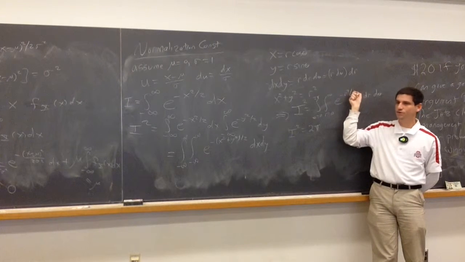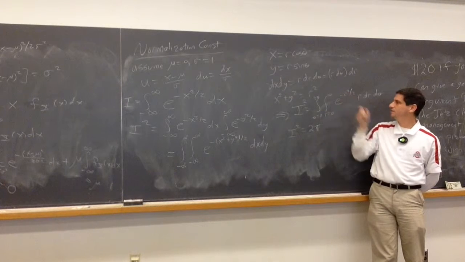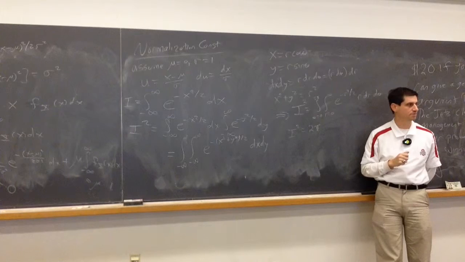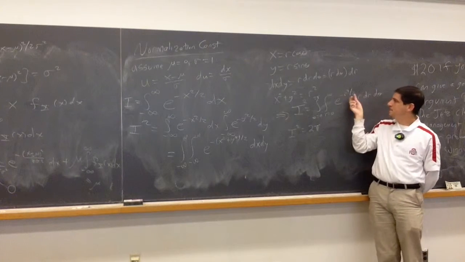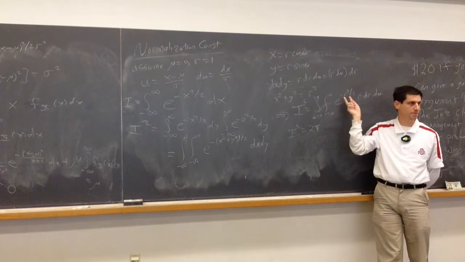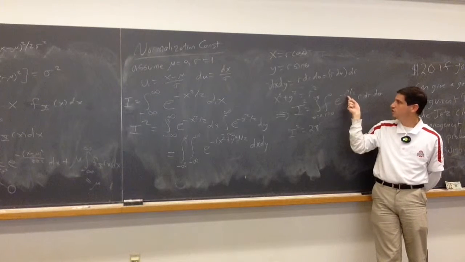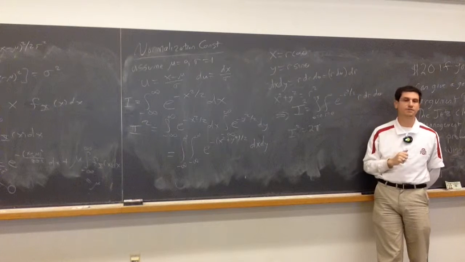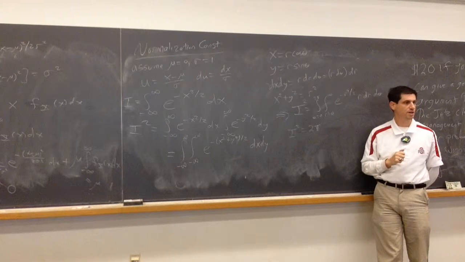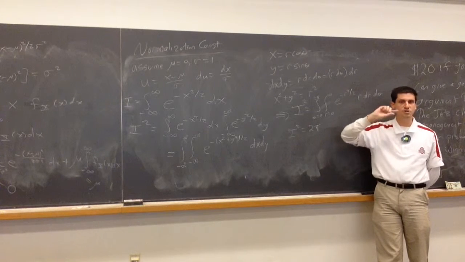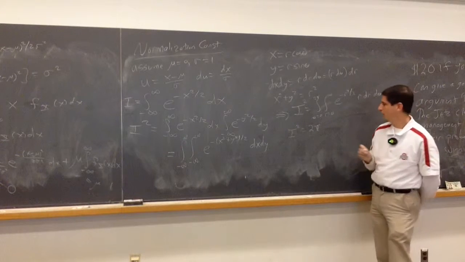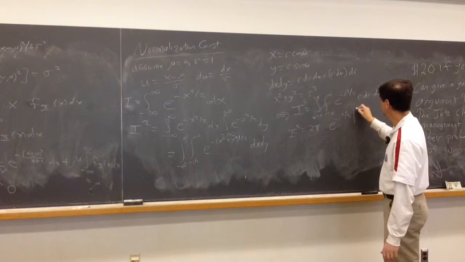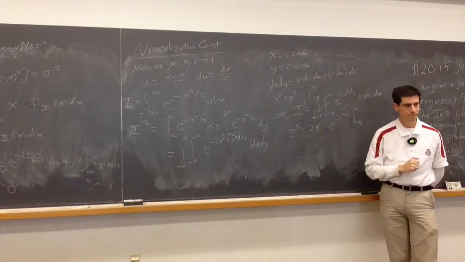E to the negative r squared over 2, and we'll have a negative 2r over 2, we'll have a negative r. So what we need, if we want to do a u substitution here, is if we let u equal r squared over 2, du is going to be negative r. The negative sign is going to flip the order of integration, and we'll get e to the negative r squared over 2 at 0 and infinity.